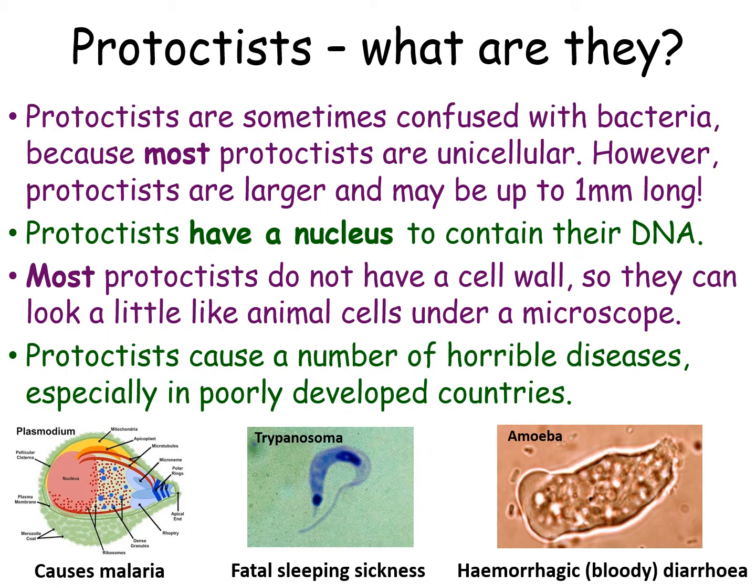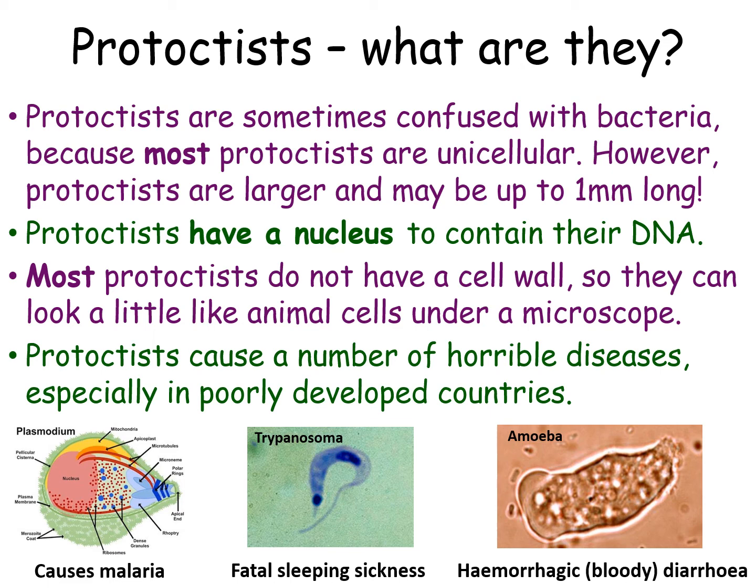Okay, and then the other group that's quite tricky for many people, the one that many people forget about, is this group here, the Protoctists, which is really the group that we're focusing on in this particular unicellular topic. Protoctists are sometimes confused with bacteria because most Protoctists are unicellular. They're usually made of just one cell. However, they can be a little bit larger, and some of them are up to 1 millimeter long.